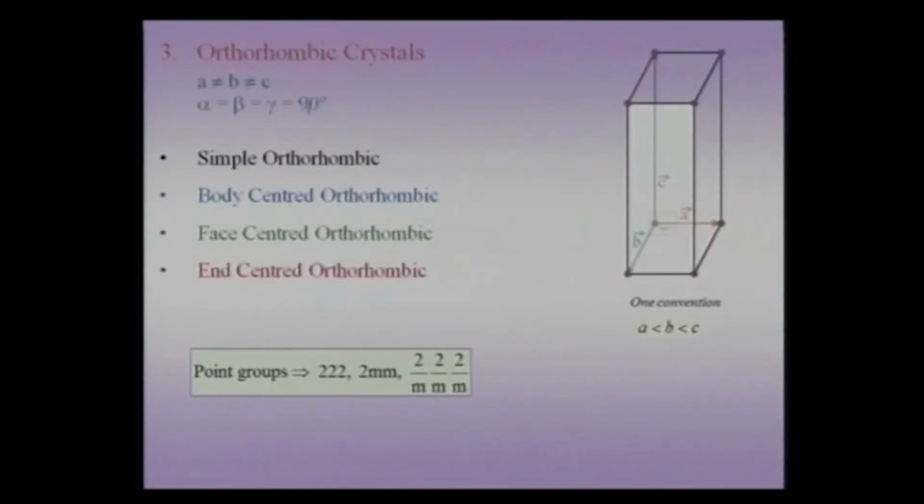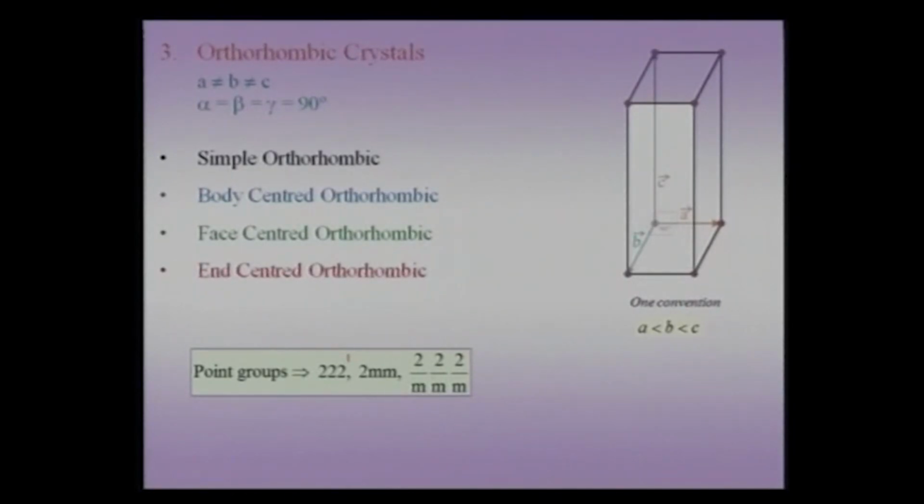The lower symmetry one compared to the tetragonal crystal is the orthorhombic crystal, wherein we see that all possible Bravais lattices exist: the simple orthorhombic, the body centered orthorhombic, the face centered orthorhombic and the end centered orthorhombic lattice. So, we can make crystals starting with these kinds of lattices, and the point groups which belong to these orthorhombic crystals are the ones listed below: the 222, the 2mm, and the 2/m 2/m 2/m point groups.